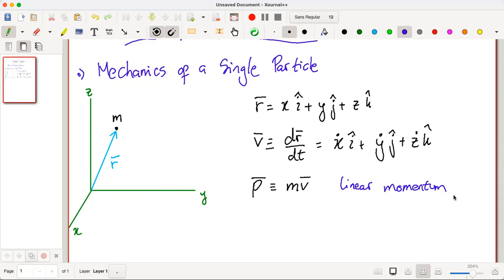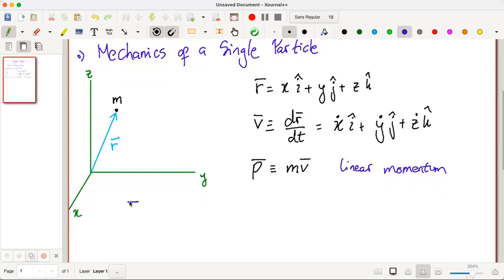Now, every problem in mechanics starts with the information about what forces work on this particle. This particle may have one force working upon it, or more than one force. Whatever forces work upon it, we can always sum them up as one, let's call it F. This is all the forces working on the particle.